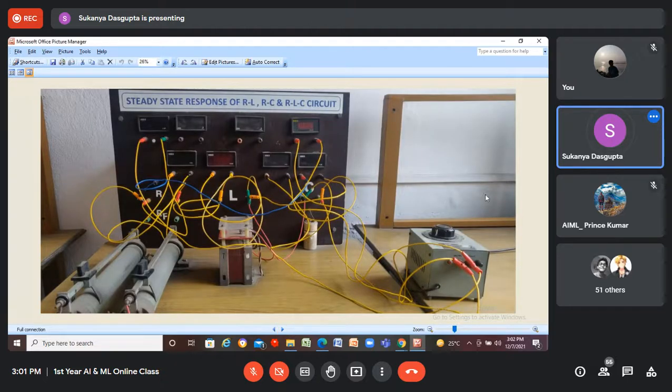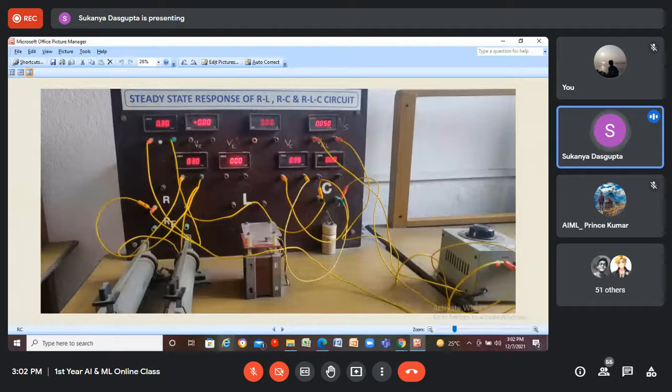Okay. See how it looks like after the connections. All these green, blue, yellow colored wires are basically cables or connecting wires through which we will connect the variac, inductor, capacitor, rheostat, and instruments. Okay, this is a case where the circuit is under operation.